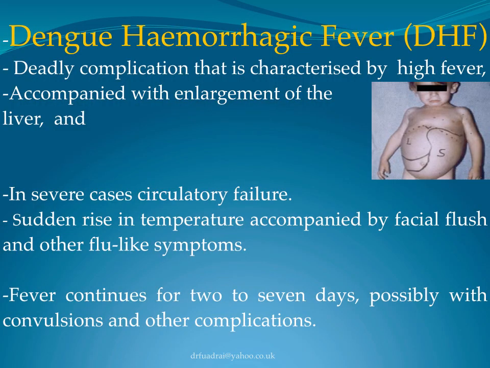Dengue hemorrhagic fever is potentially a deadly complication that is characterized by high fever, often with enlargement of the liver, and the illness often begins with a sudden rise in temperature accompanied by facial flush and other flu-like symptoms. The fever usually continues for 2 to 7 days and can be as high as 41 degrees centigrade, possibly with convulsions and other complications.